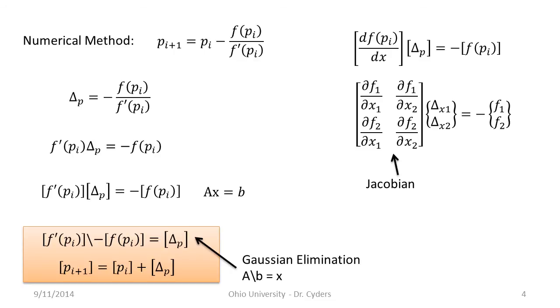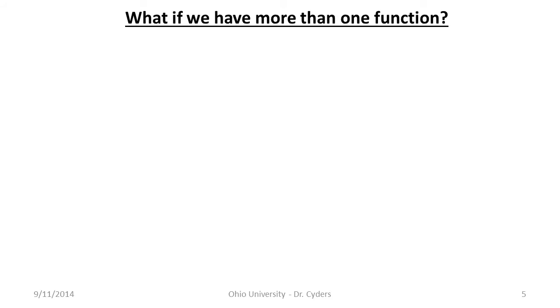And so we're going to take these partial derivatives and we're going to take our original function and do Gaussian elimination on those, and each time we're going to update a set of guesses for multiple variables. So again, we're going to use the Gaussian elimination process to get those results. Let's look at an example. So what if we have more than one function? Let's take a look at an applications example.